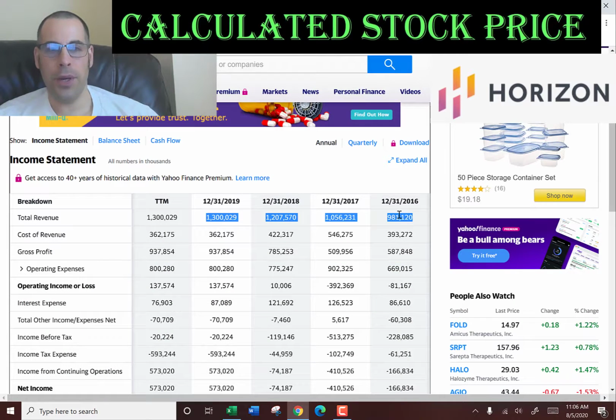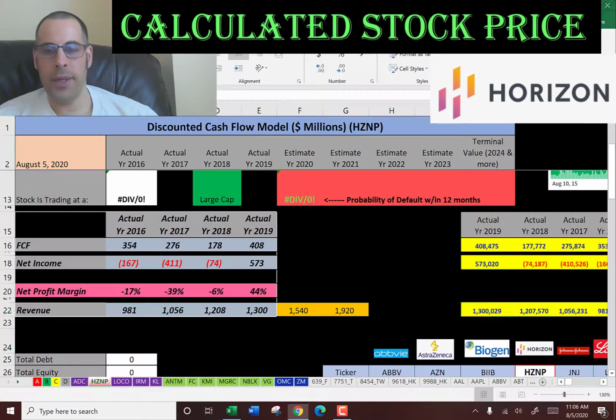Let's pull the revenue, which are the sales for each year. So you can see that sales have increased every year, which is good. And I use the analyst expected future sales numbers for 2020 and 2021 because it seems like the expectation of the future is going to be more than the company's been generating in the past.